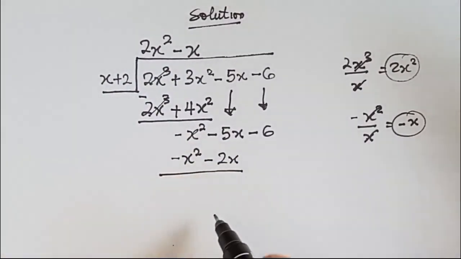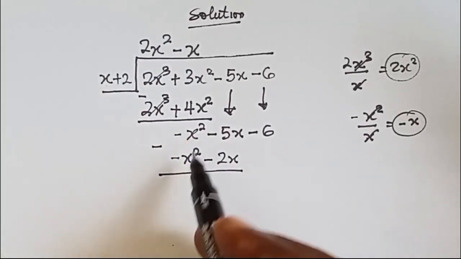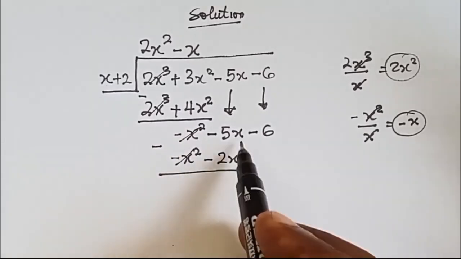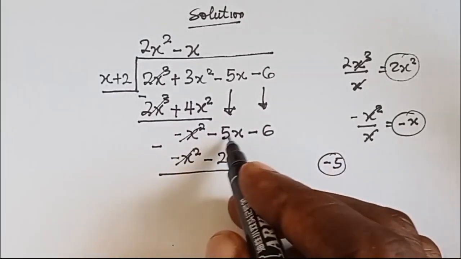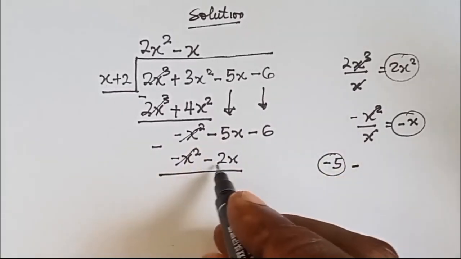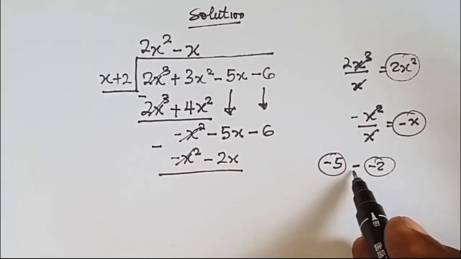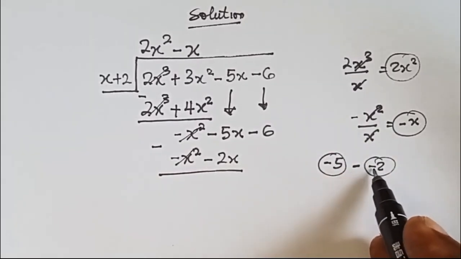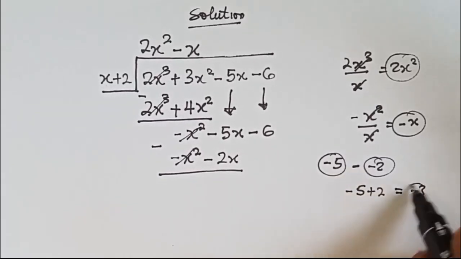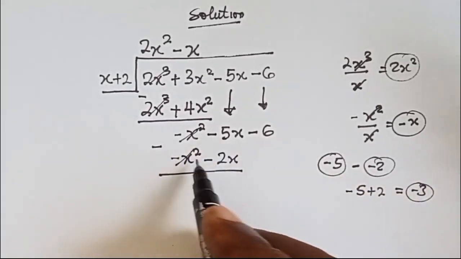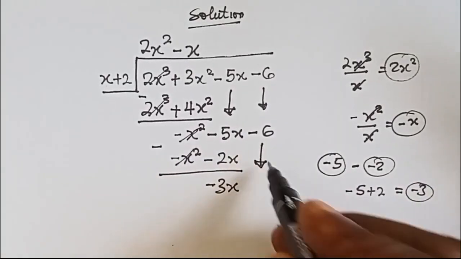Then we subtract again. Now minus x squared minus minus x squared will give us 0. Why minus 5x? Let's write it. We have minus 5x minus minus 2x. Okay, so we have minus 5 minus minus 2. We multiply these signs. Minus times minus will give us plus. That gives minus 5 plus 2. Minus 5 plus 2 is minus 3. So that means minus 5x minus minus 2x will give us minus 3x. Then we bring minus 6 down again.